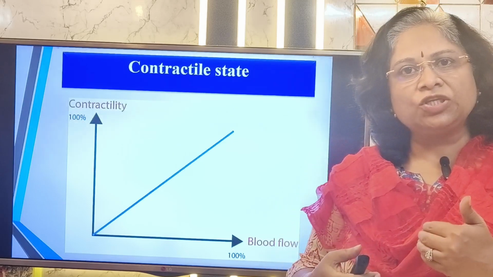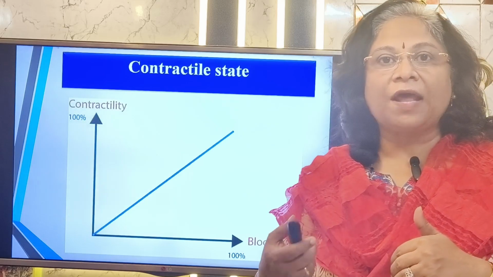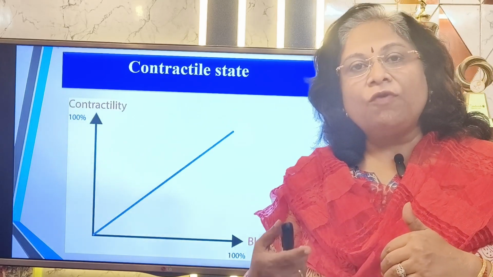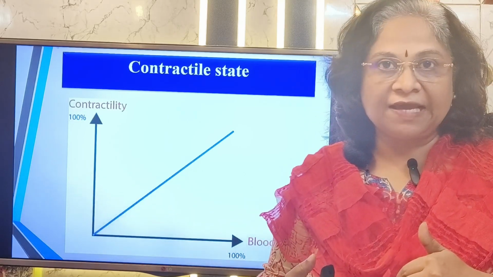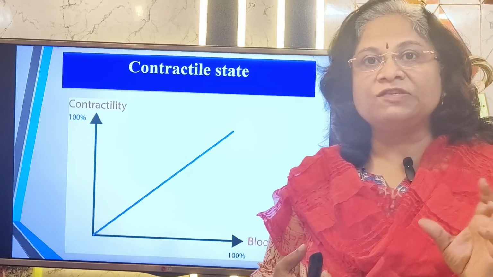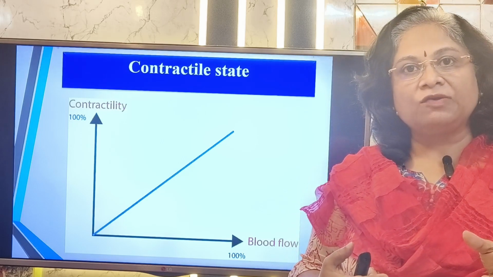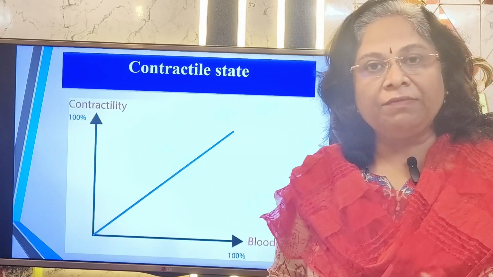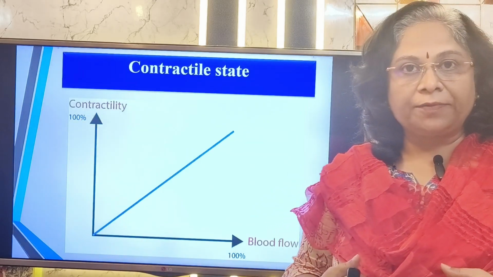This entry of calcium into the myocardial cell triggers the release of calcium from the sarcoplasmic reticulum, and this calcium is responsible for activation of an enzyme called myosin light chain kinase. Being a kinase enzyme, it brings about the phosphorylation of the myosin light chain, and phosphorylation of the myosin light chain leads to the coupling with actin. Actin and myosin couple with each other and that leads to the forceful contraction of the heart.